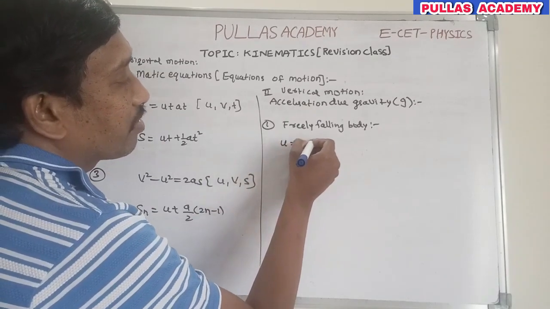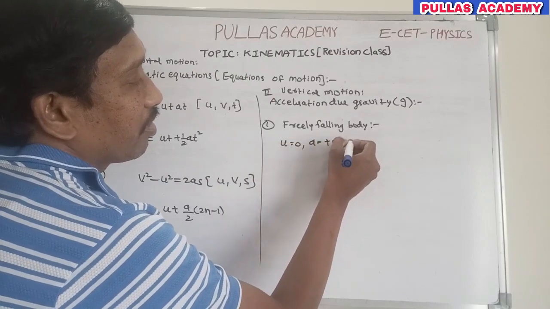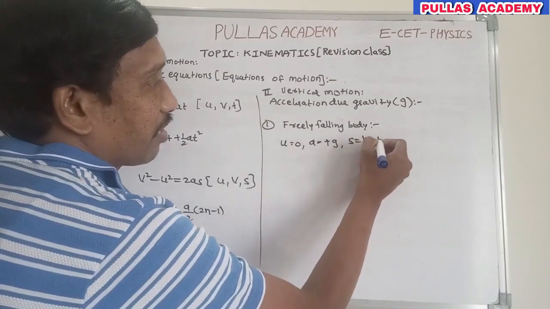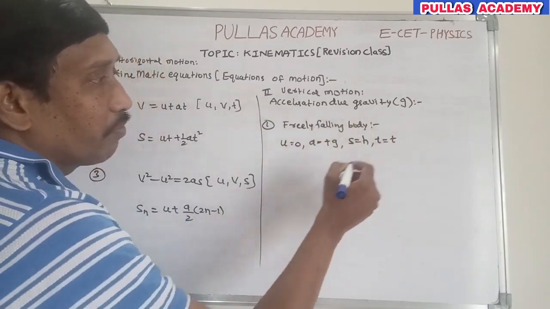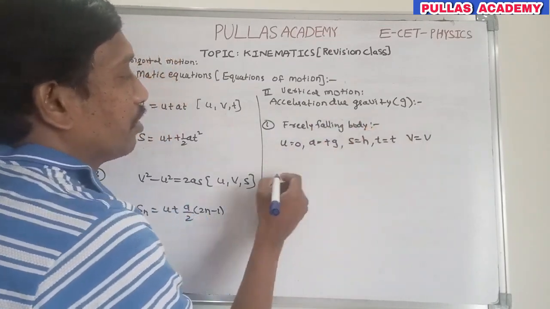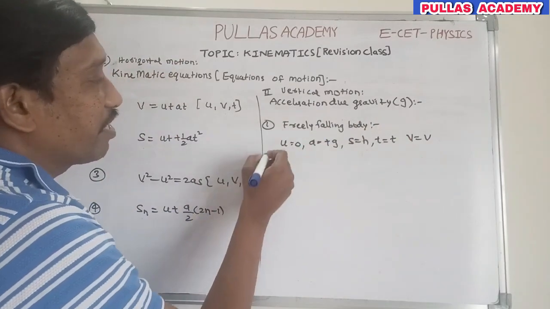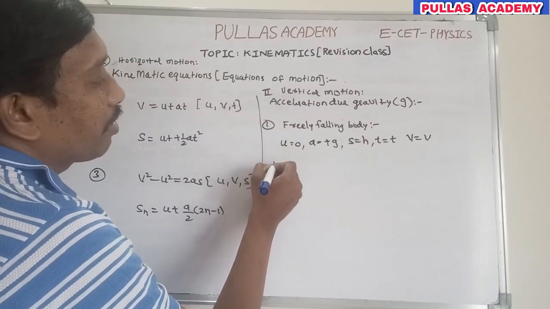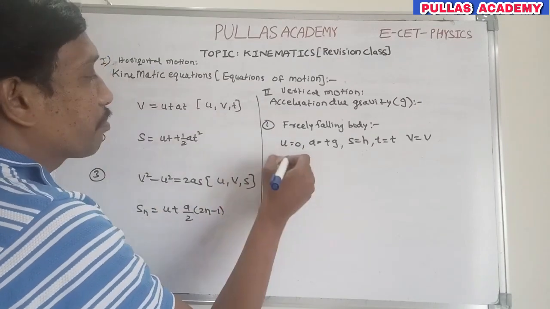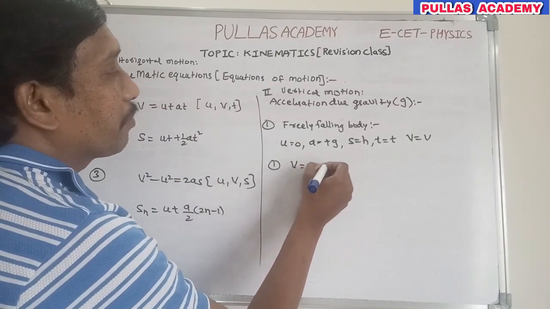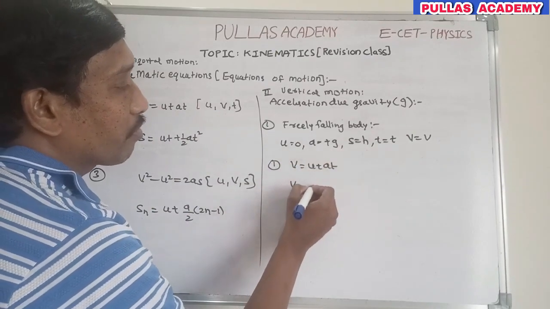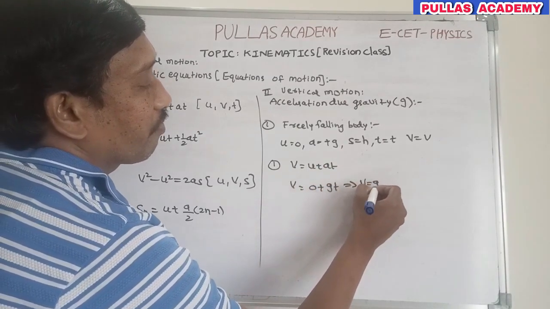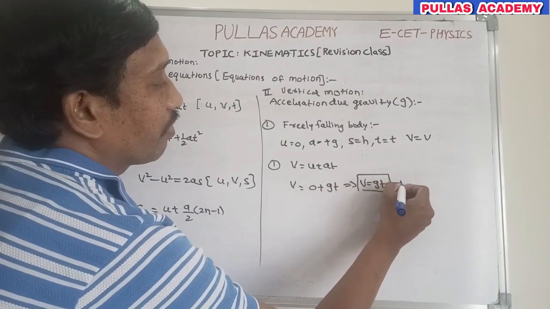For a freely falling body, what are the known values? Initial velocity is 0, acceleration is +g, displacement is h, since it is dropped from a certain height h, the time taken is t, and the velocity is v. These are the known values. Now, what is the first kinematic equation for a freely falling body? The expression is v = u + at. Substituting u = 0 and a = g, v = gt. This is the first kinematic equation for free fall.